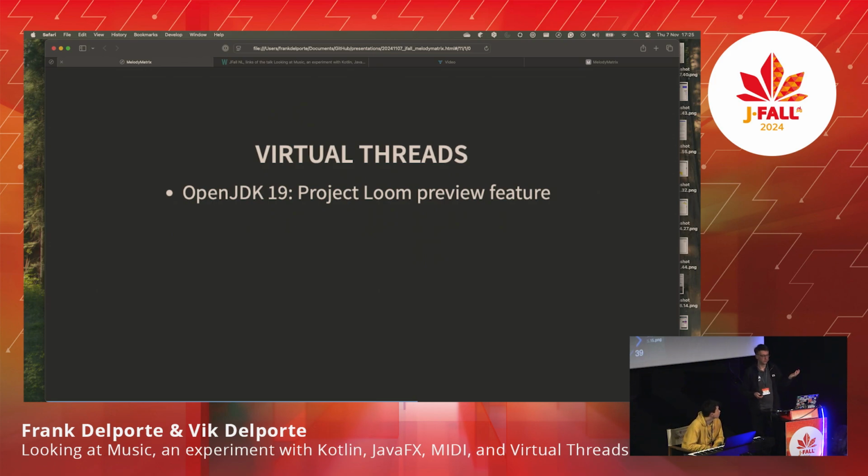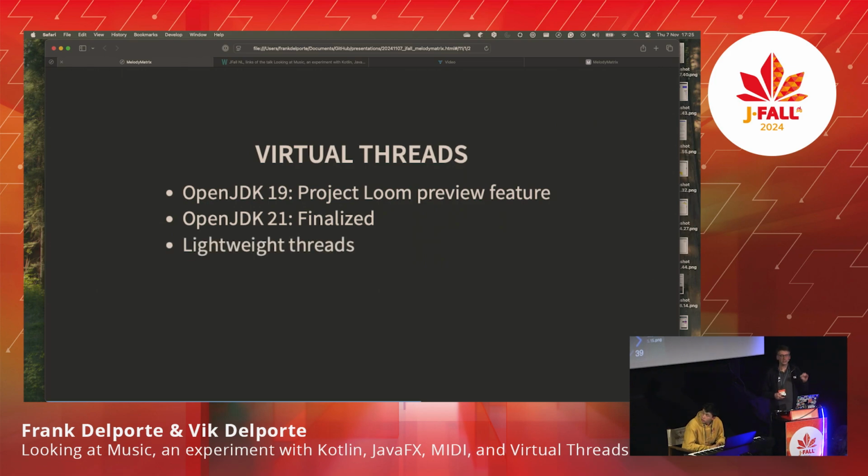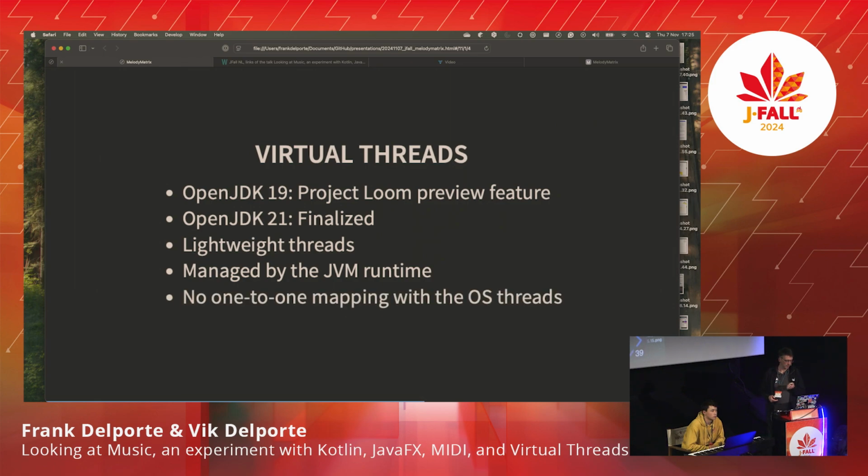In this case, in OpenJDK 20, it was in the second preview. So it meant it was not finished yet. Not everyone was happy with it. There was some feedback. And only in 21, it was finalized. That means from OpenJDK 21, Java 21 on, you could use virtual threads without the extra enable preview features flag. They are lightweight threads, as they call them, and they are managed by the JVM runtime. That means that they don't take a lot of memory, they are just Java objects. And so they have no one-to-one mapping with the OS threads.